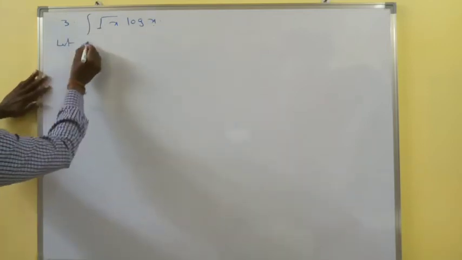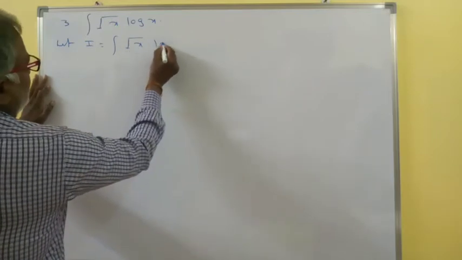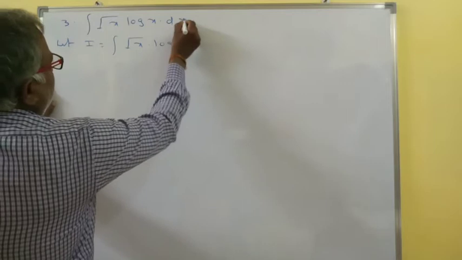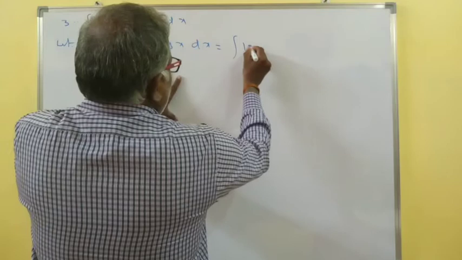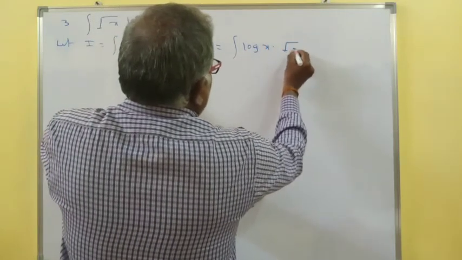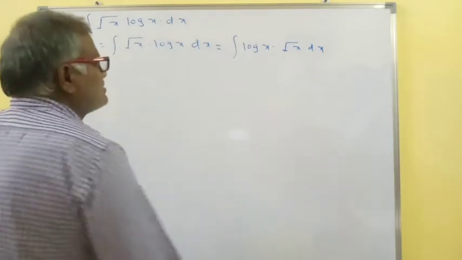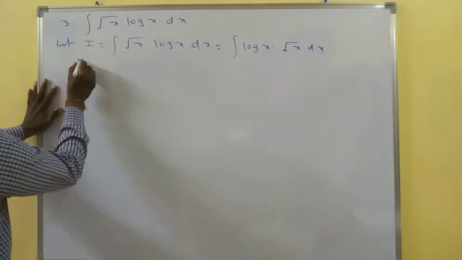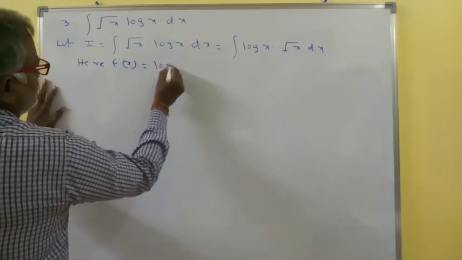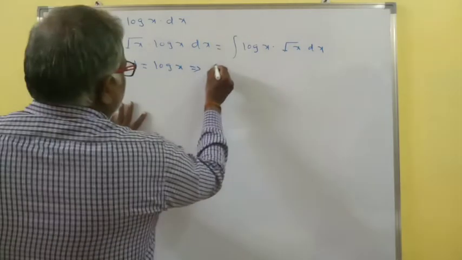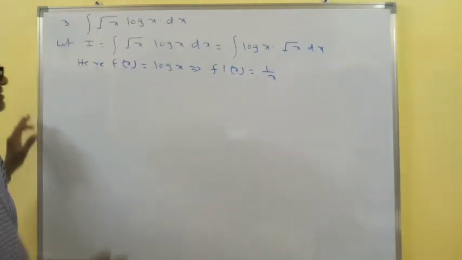So let I be equal to the integral of root x into log x dx. But the first function is always log x, so you have to rewrite it as log x into root x. So here f of x is equal to log x, and its derivative f dash x is 1 by x.